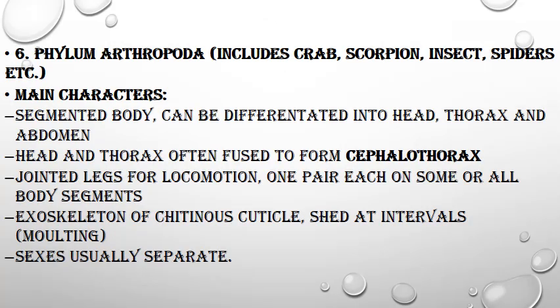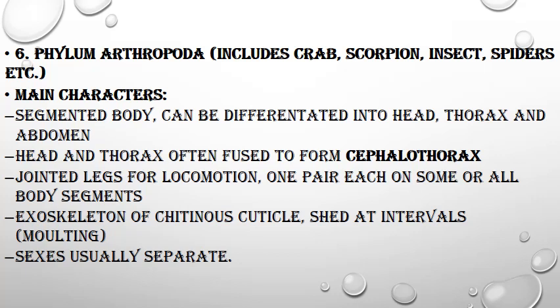Then phylum Arthropoda includes crabs, scorpion, insect, spider, etc. Arthropoda, this is the biggest phylum. Main characters: segmented body, can be differentiated into head, thorax and abdomen. Head and thorax often fused to form cephalothorax. Jointed legs for locomotion, one pair each on some or all body segments. Exoskeleton of chitinous cuticle shed at intervals.